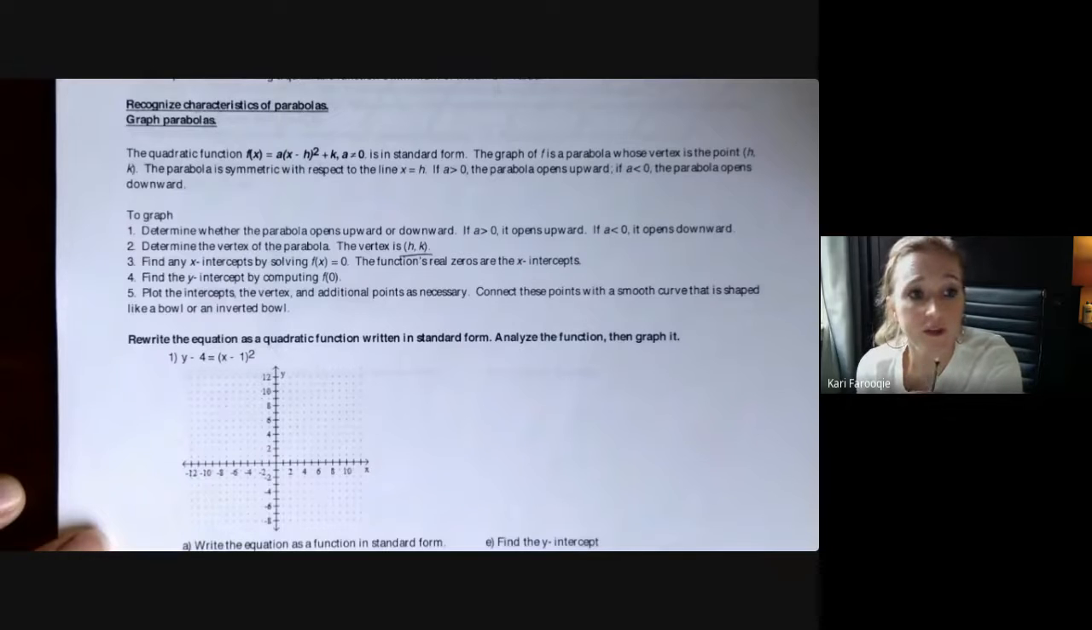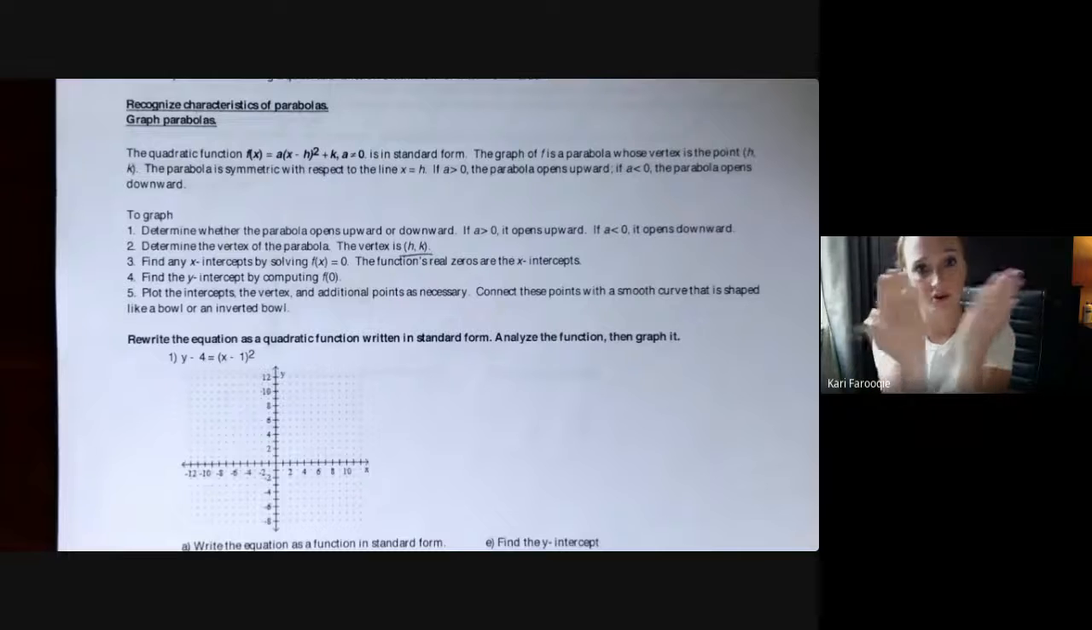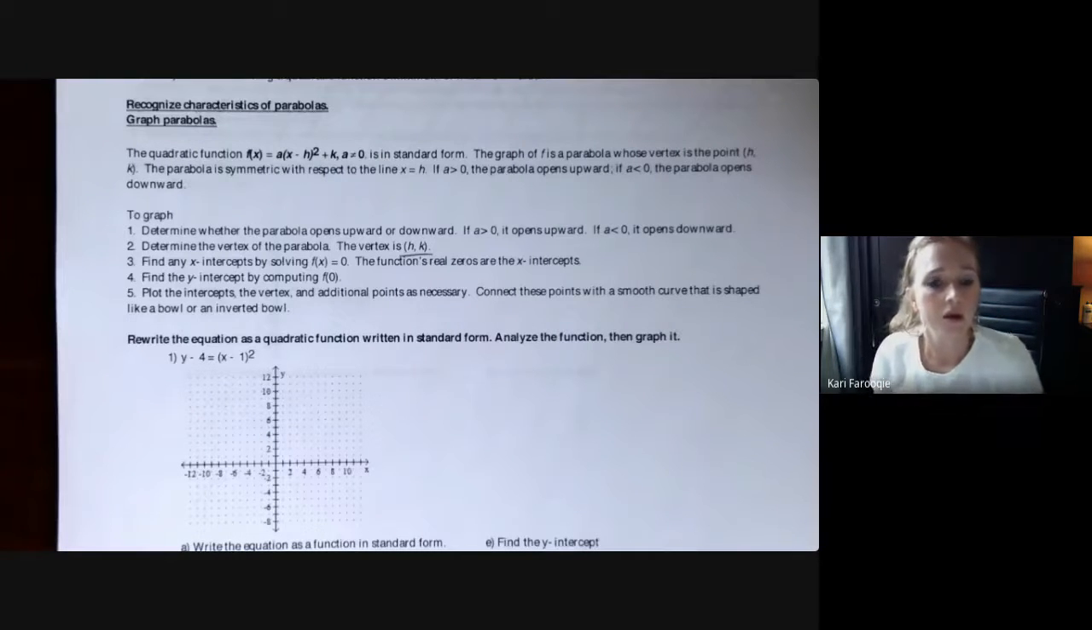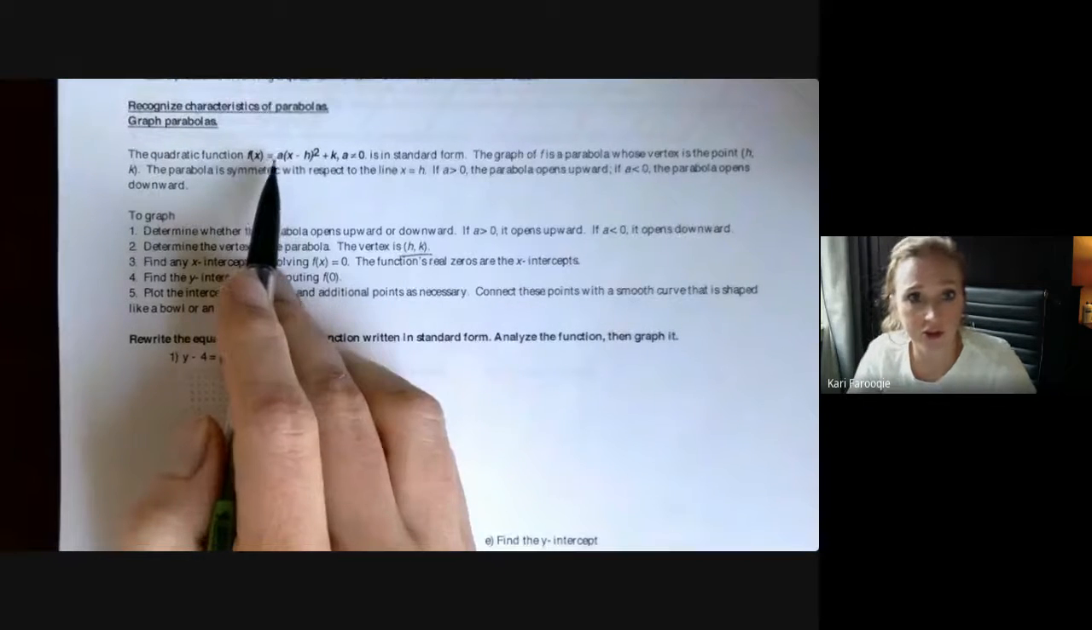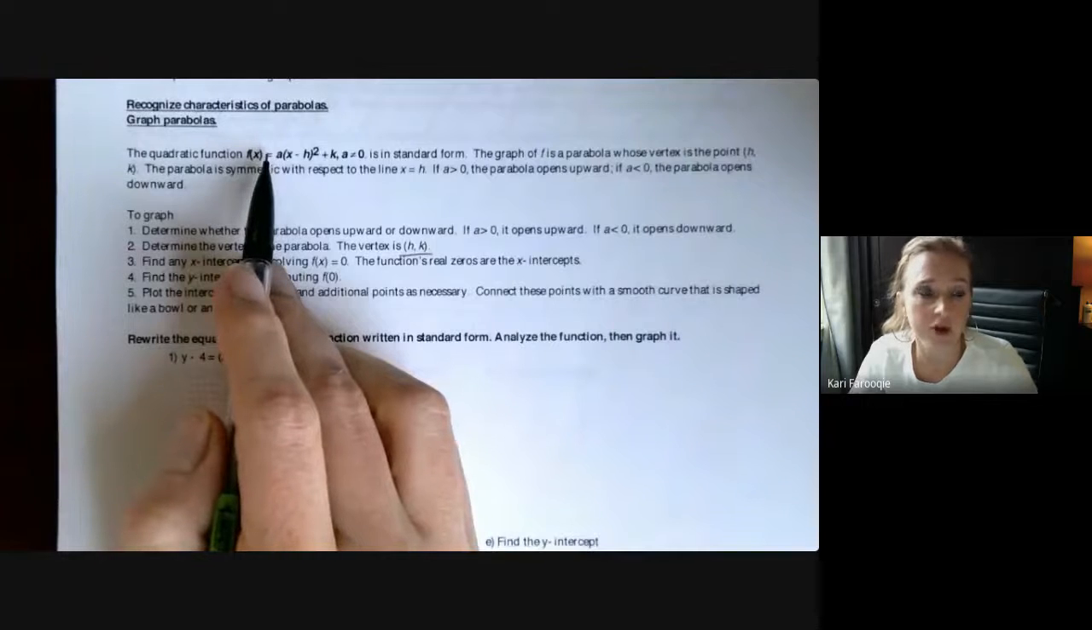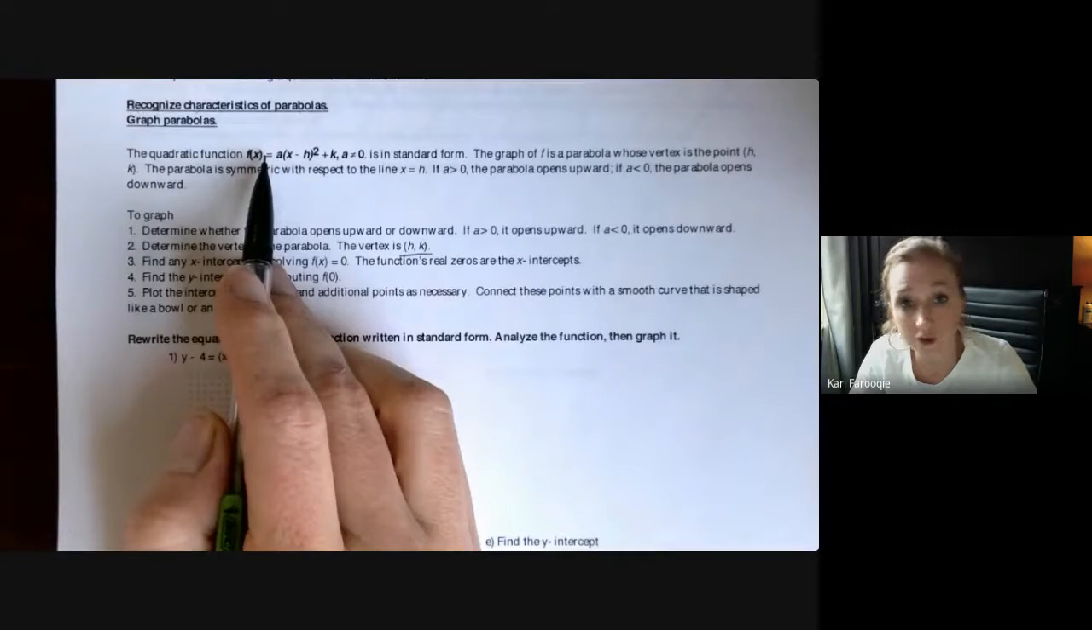A parabola is symmetric with respect to the line x equals h. So we're going to have this vertical line that goes through our parabola. It's not really on the graph, but it's going to represent where we have that symmetry over the parabola, such that if we folded it in half, we'd get that same image to come back. If a is positive, the parabola opens upward. If a is negative, the parabola opens downward. So you're going to be asked on almost all of these questions, does the parabola open up or down? And if you're going to graph it, you need to know that.